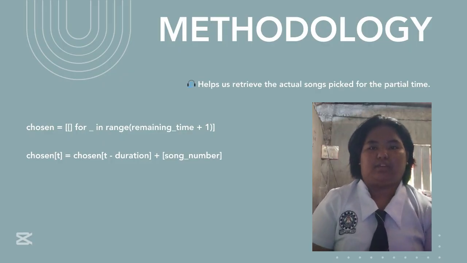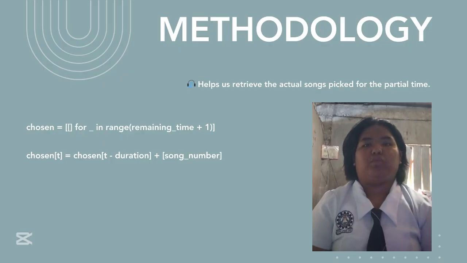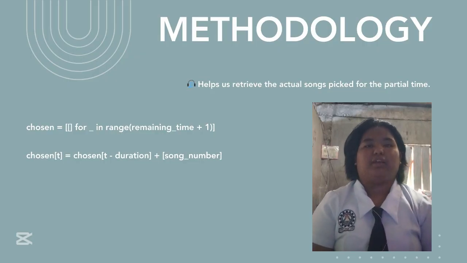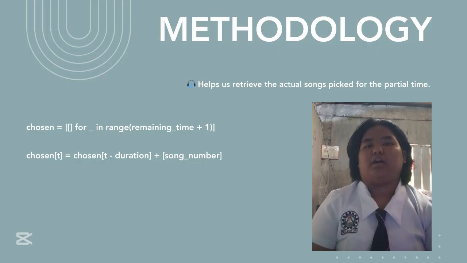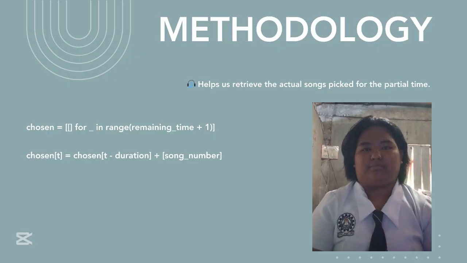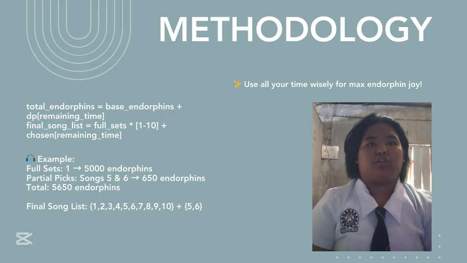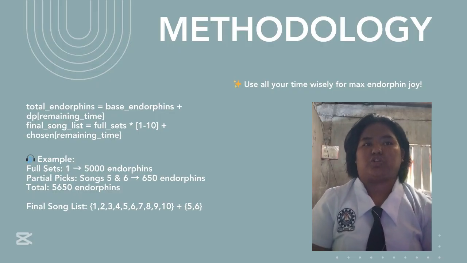The formula looks like this. dp[t] equals max(dp[t], dp[t minus duration] plus endorphins). This ensures we don't pick the same song more than once in the same iteration, which preserves the 0-1 knapsack constraint.